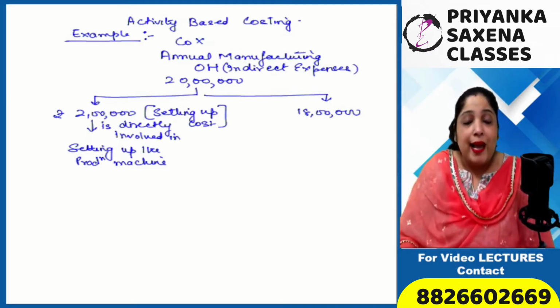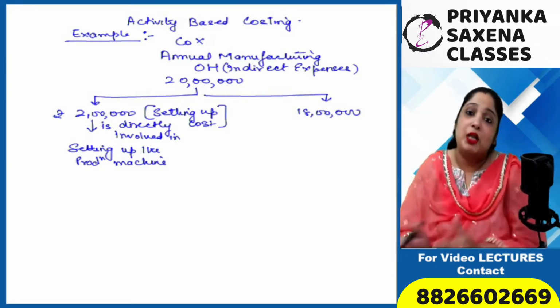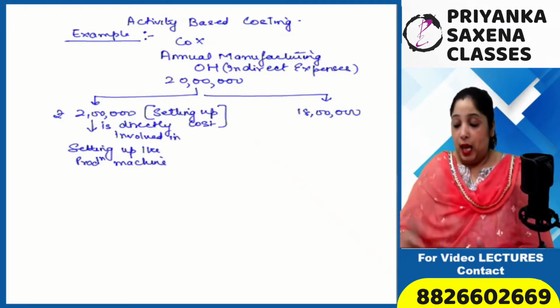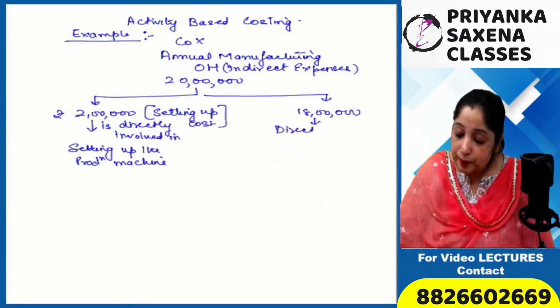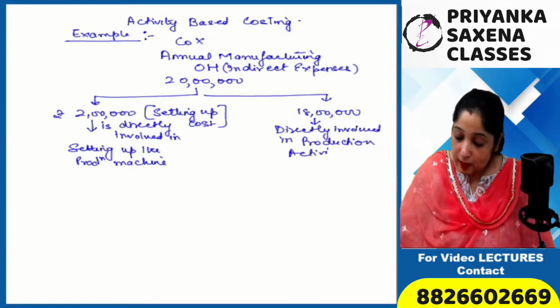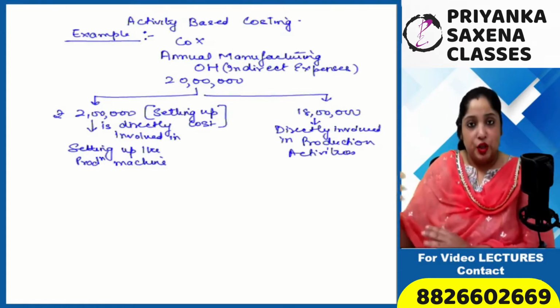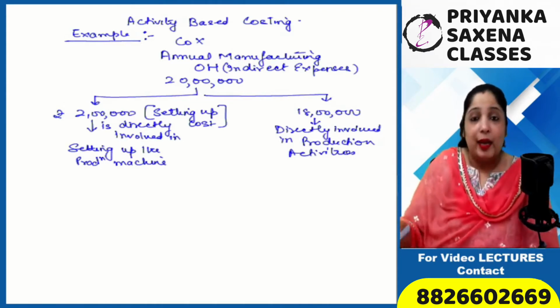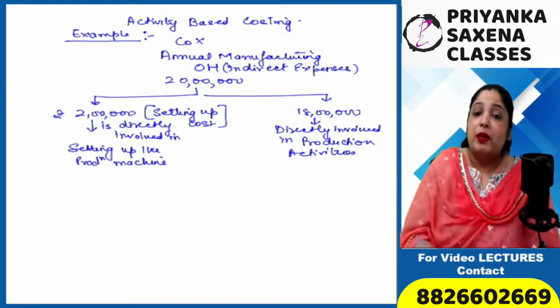Okay. So this 2 lakh was spent annually in setting up the machine. Every time a batch is run, machine has to be set up properly. This remaining 18 lakh is attributable, directly involved in the production activity. So basically this 18 lakh is for production activity. When the production is carried out, that time this expense is incurred, and this 2 lakh is incurred before the production takes place, that is when the machine is set up.